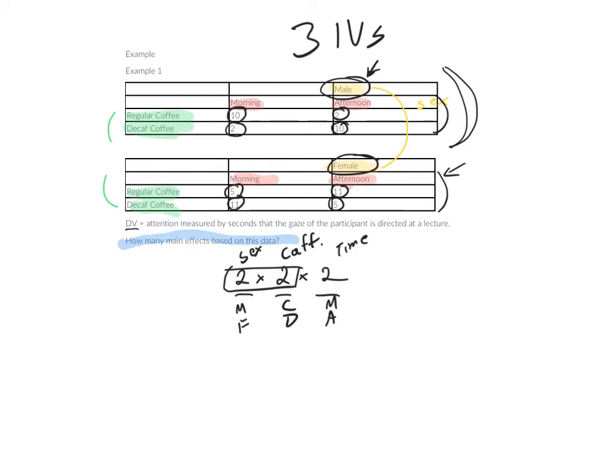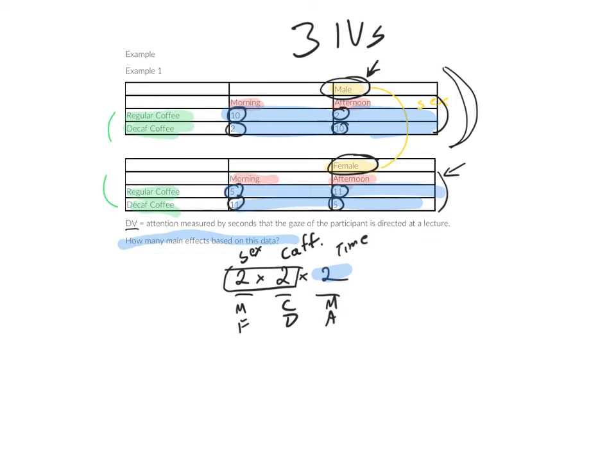Let me change to a highlighter. Before, we just had to consider this. But now, you've added this. So 2 times 2, 4 times 2, 8. Now we have to deal with 8 conditions. So as soon as you add that third IV with 2 conditions, you've doubled how many conditions you have to deal with, right? So it does get more complex as you add more IVs. Okay, so conceptually, that's the design we have in this study, right?